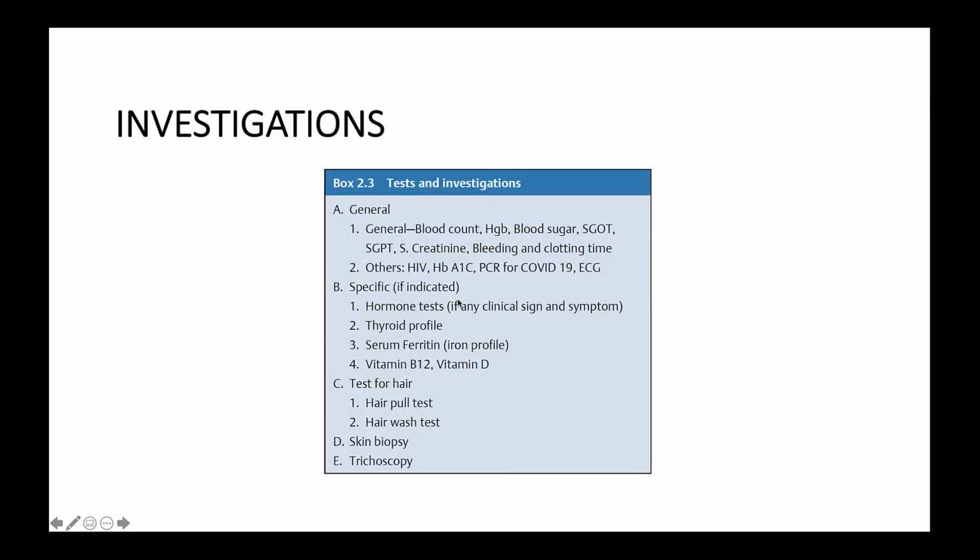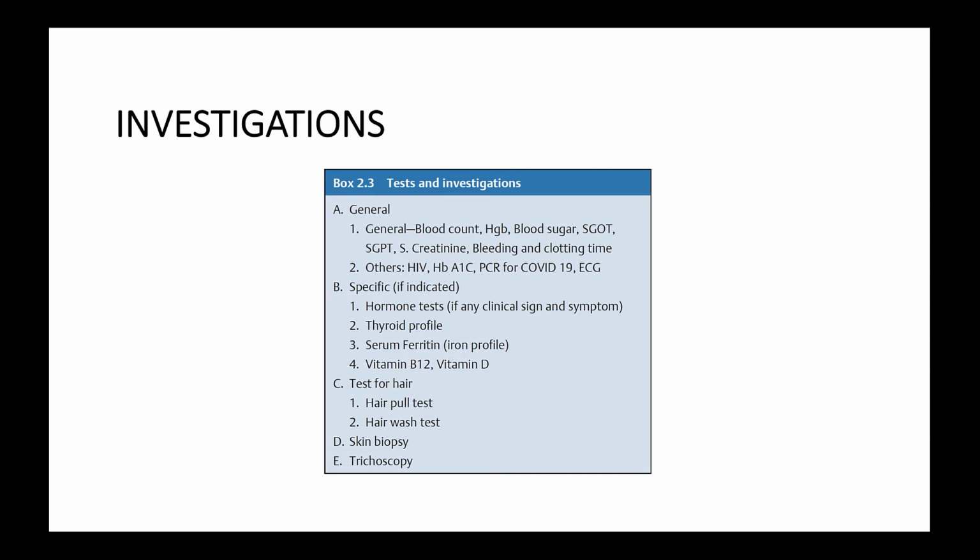Now we come to the investigations, tests and investigations. Not much of the investigations are needed, there is no specific test. Clinical examination and history itself tell you and make the diagnosis. General tests: CBC, hemoglobin, blood sugar, SGOT, SGPT, creatinine, bleeding and clotting time. Other tests are HIV, Australia antigen, and nowadays RT-PCR for COVID, and some also advocate ECG and HbA1c.